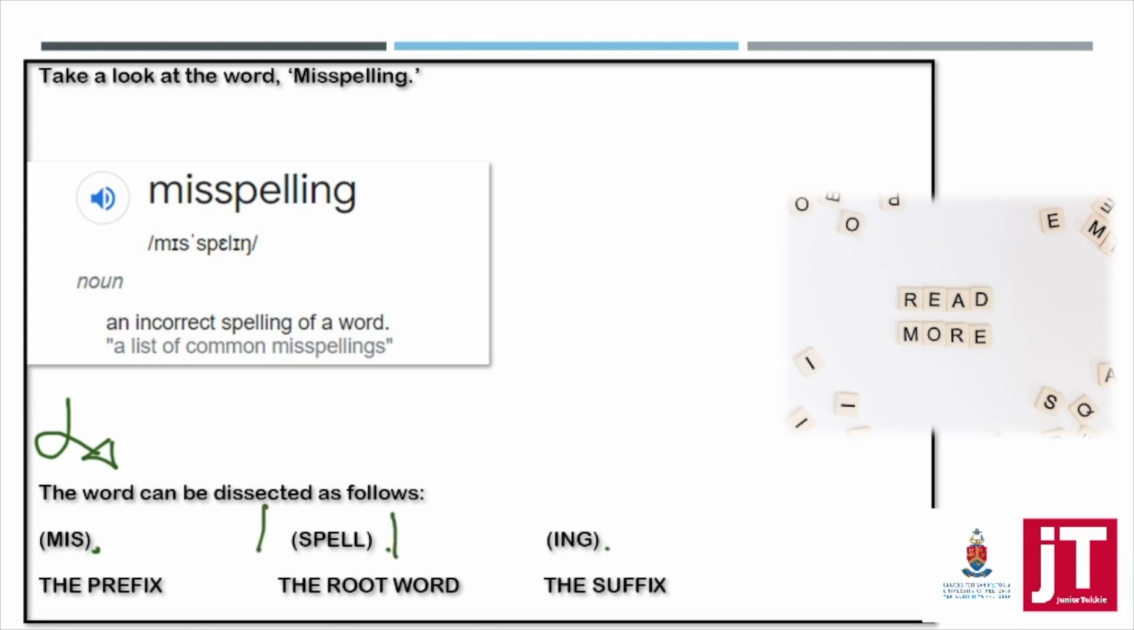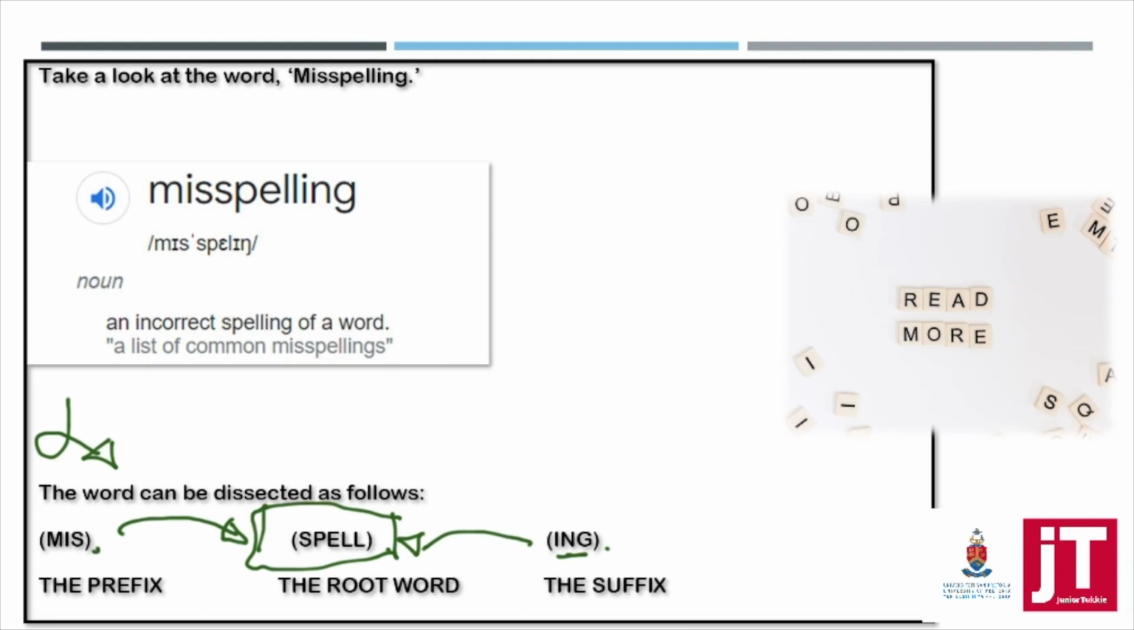Spell is the root word, because spell is the word that can stand on its own and it's the base of the sentence. Now, when we add miss, we understand that something is done incorrectly because that is the meaning of that prefix. So I've added miss to spell, I get the word misspell. Someone has spelled something wrong. But then I add ing, I-N-G, to the word as well, misspelling.